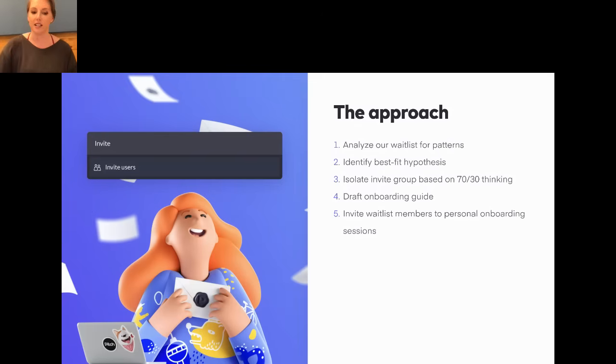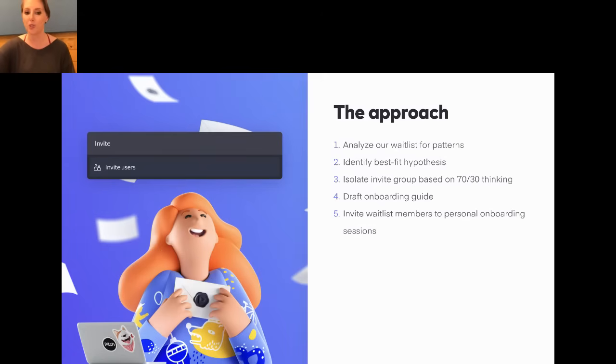We then created an invite group, thinking that 70% of the people we invite should fit this best-fit hypothesis, and 30% would be slightly outside of that, just to understand: is there a difference in those behaviors? Are we being too restrictive early? Are there other learnings that we can extract and apply later on?